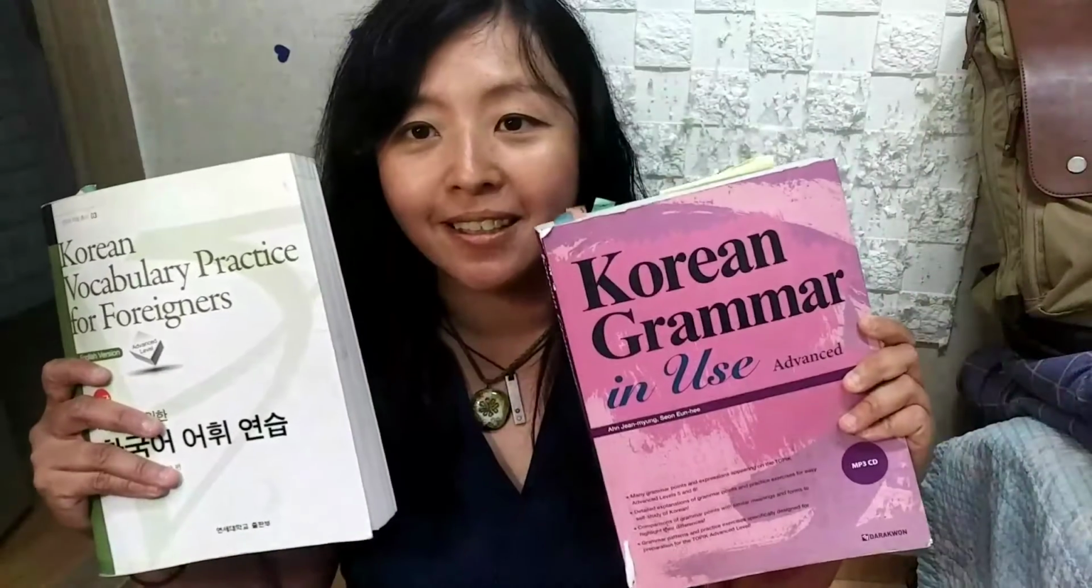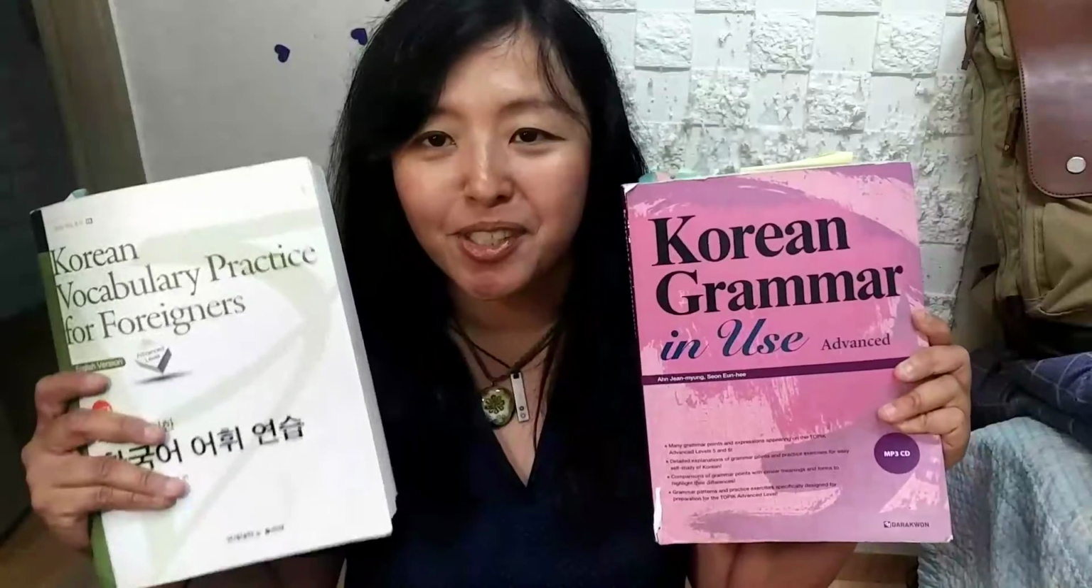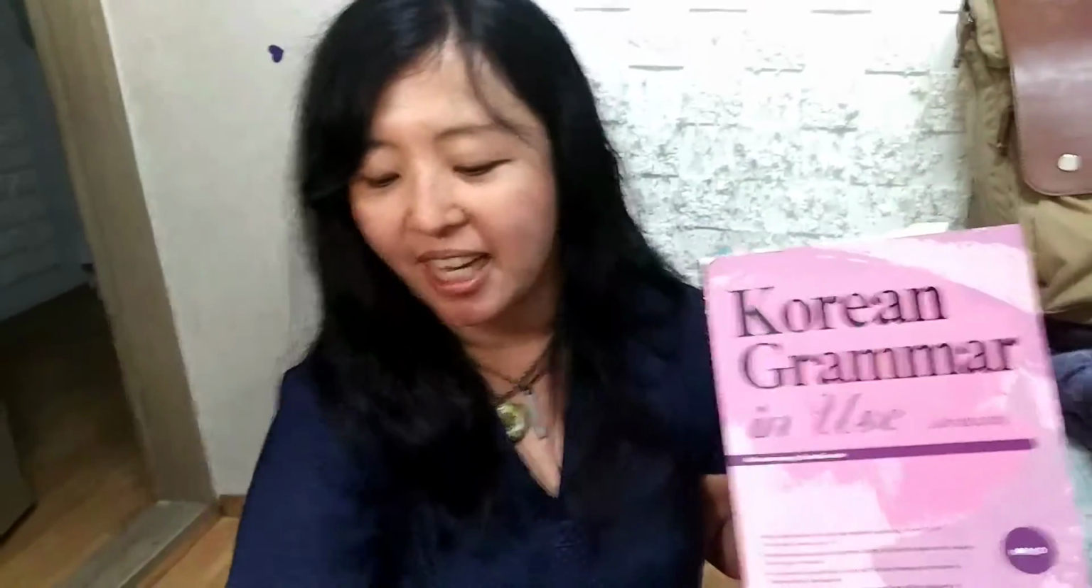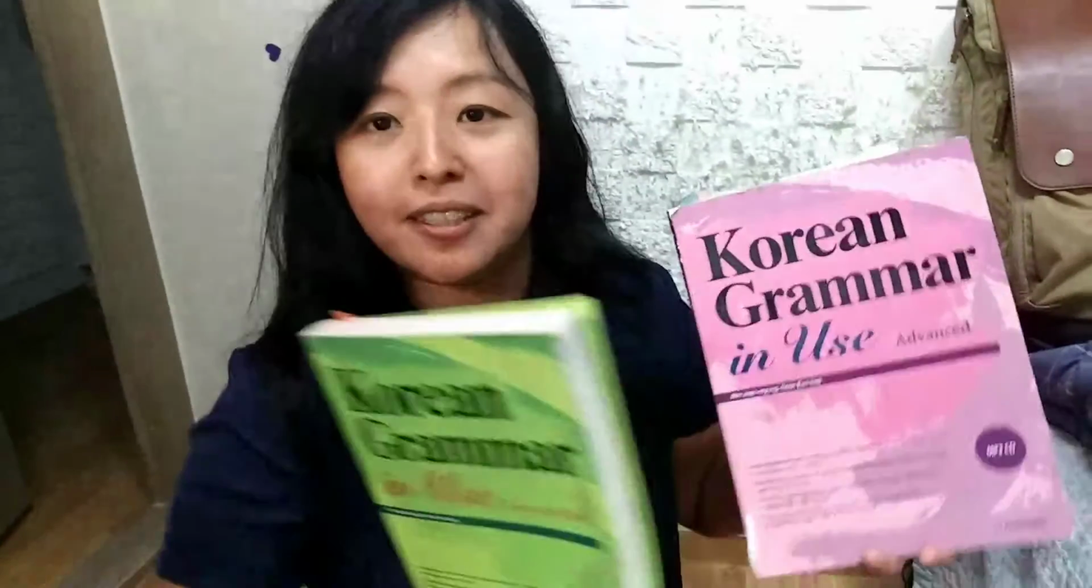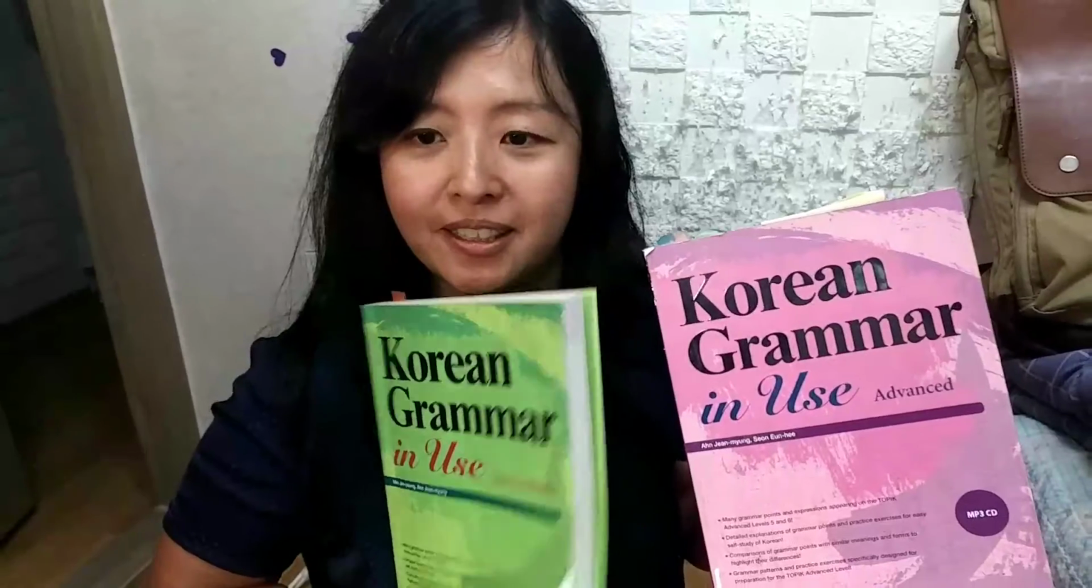So alright guys, these are the textbooks that I use for TOPIK 2, level 3 and 4, but for level 5 and 6 I use these 2. Not finished yet, that's just for level 3 and 4. Level 5 and 6 is these 2. This is the Korean Grammar Advanced. It's the same publisher as this one, the Korean Grammar for Intermediate.